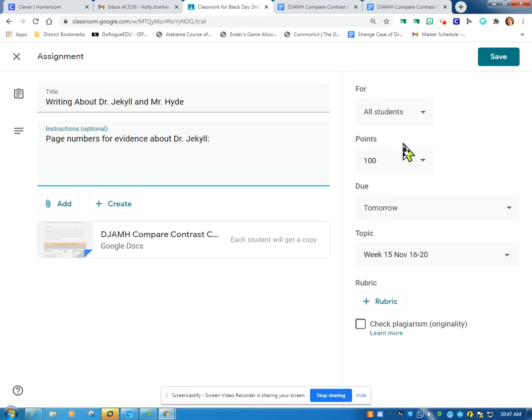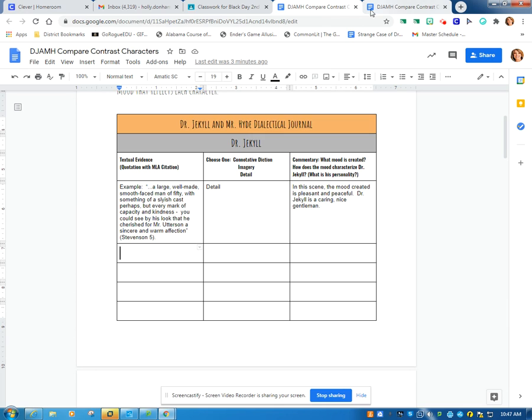Page numbers for Dr. Jekyll are going to be 11. You can find some on 11, 14, 18, and 20. And page numbers for Mr. Hyde, 4, 6, 12, 16. There's also others, but this just gives you some practice or some hints to help make this go a little quicker.